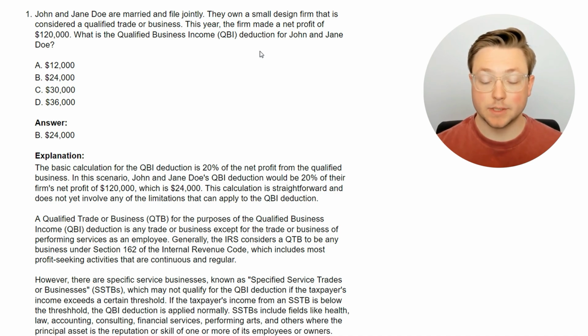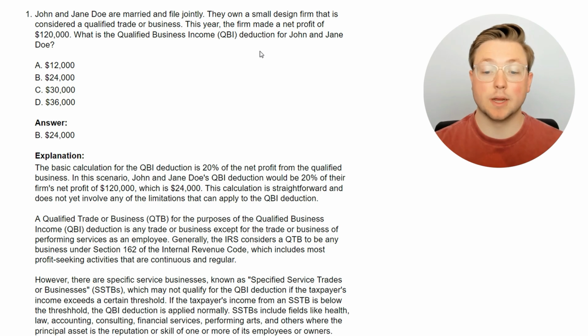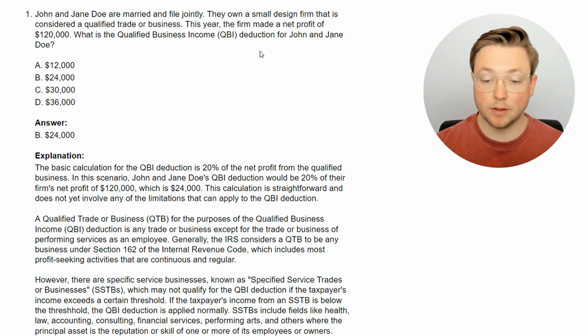However, there are specific service businesses known as specified service trades or businesses, or SSTBs, which may not qualify for the QBI deduction if the taxpayer's income exceeds a certain threshold. So they can qualify for it underneath a certain threshold. If the taxpayer's income from an SSTB is below the threshold, the QBI deduction is applied normally, so applied the same way as it would be to a QTB. SSTBs include fields like health, law, accounting, consulting, financial services, performing arts, and others where the principal asset is the reputation or skill of one or more of its employees or owners. So it's less about the product and more about what the people can provide.